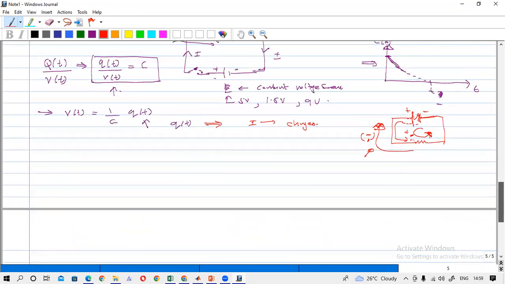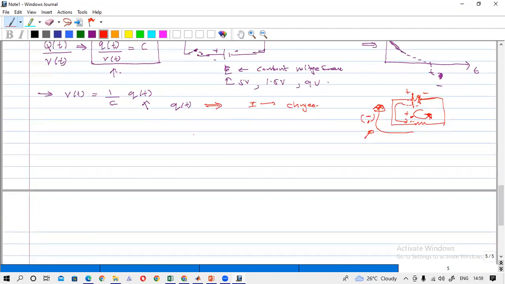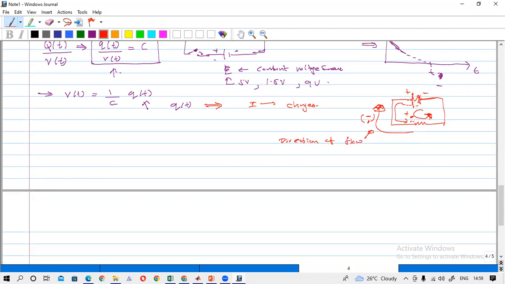So anyway, just memorize that. The direction of flow of plus charges is the direction of the current. That is the current direction, the direction of flow of the plus charge.